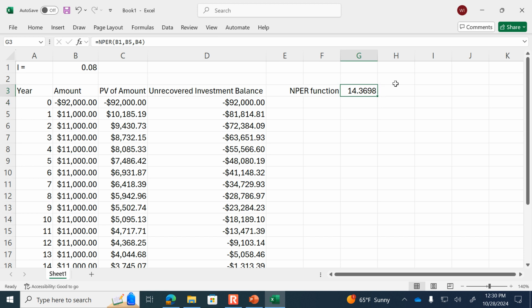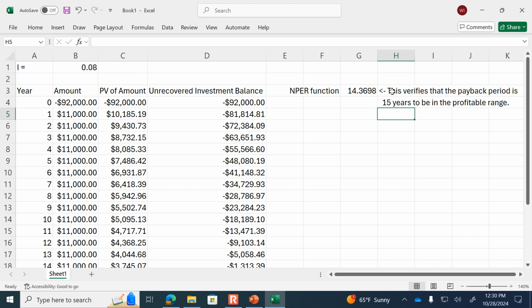So at 14 years it wouldn't quite yet be paid off. At 15 years it is fully paid off with some additional revenue as well. All right, so I'll put in a little annotation here. This verifies that the payback period is 15 years to be in the profitable range. So what was this equipment? It doesn't tell us what kind of equipment it is, but it tells us 18 years is the anticipated useful life.